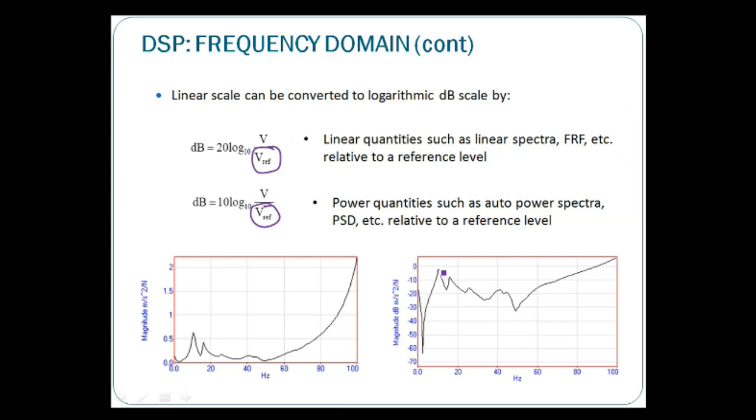If your quantity is linear, then you use 20 log V over V reference. If it's a power quantity, such as power spectral density or auto power spectrum, then it is already squared, so you do not need to multiply by 2, because the quantity is already a power of 2. So here you only need 10 log V over V reference.